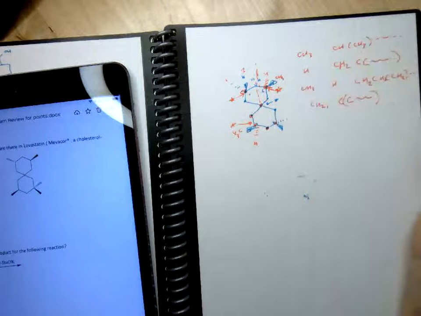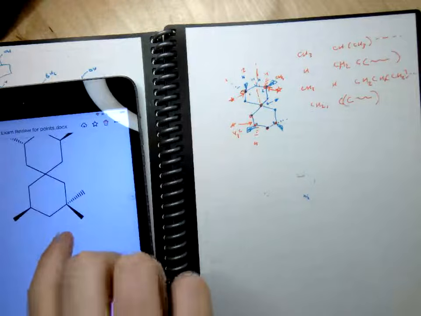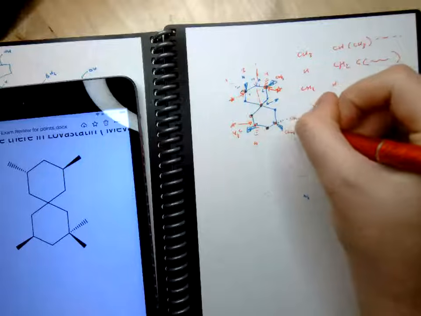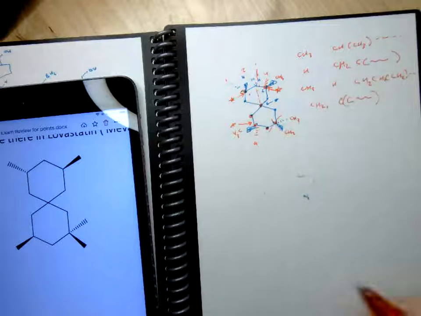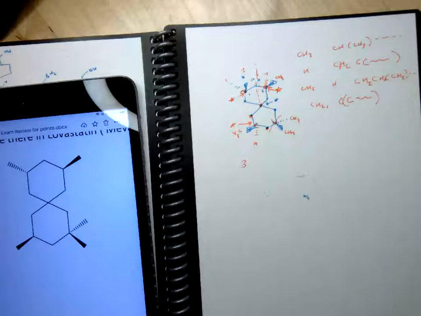And then right here, they show the wedge and dash, but I actually think that that is to trick you because those are both methyl groups. So that means 2 of the same thing is attached right there. So that's not a chiral center. So we found 3 chiral centers so far.